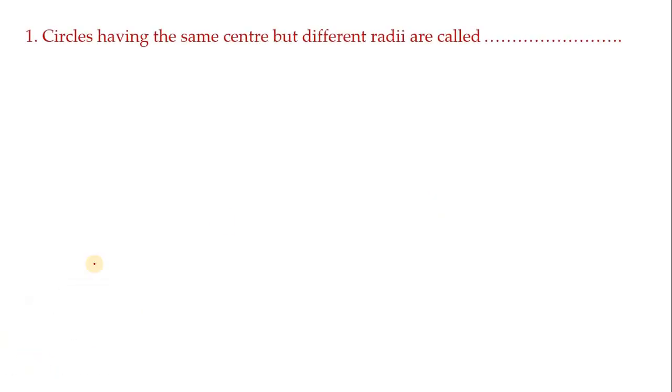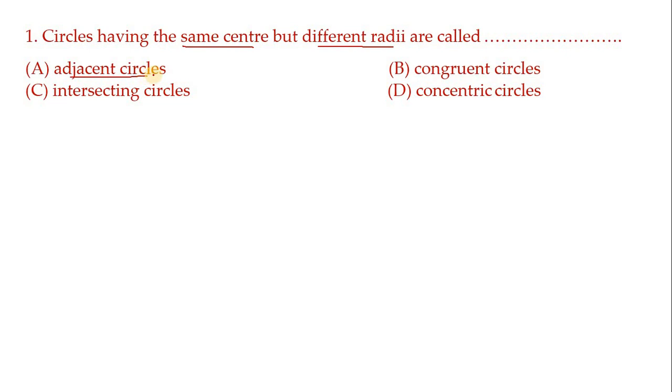Now let us move on to the question section. First one: circles having the same center but different radii are called adjacent circles, congruent circles, intersecting circles, or concentric circles.